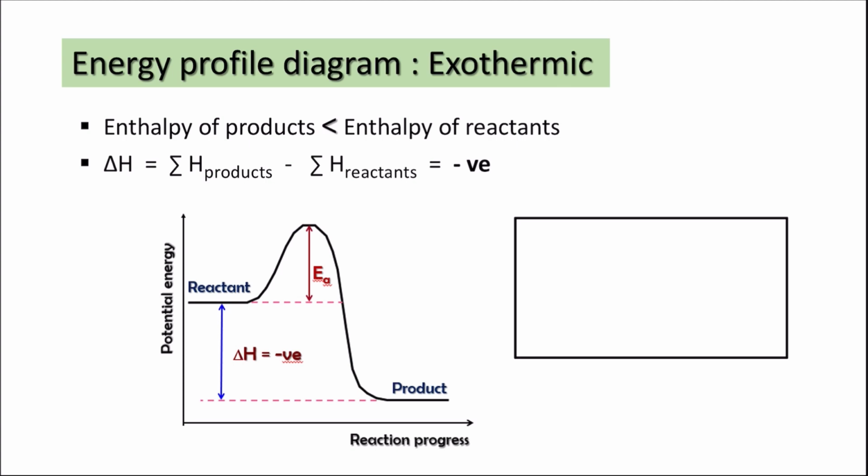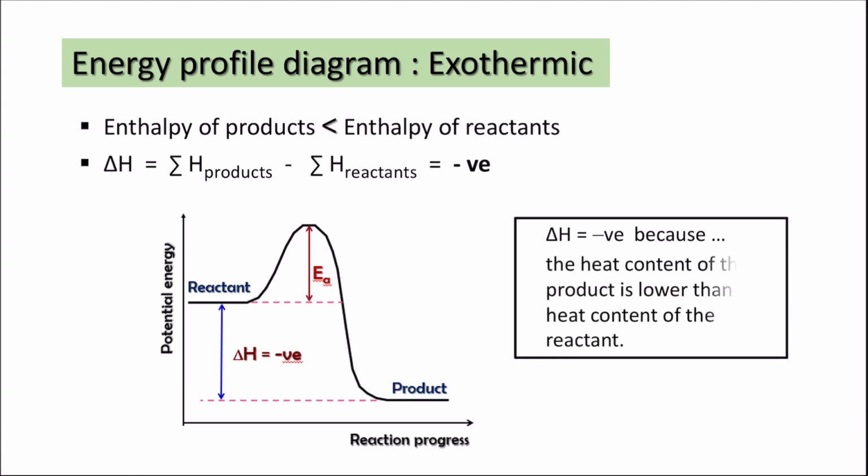And then for delta H dalam case ini, delta H is negative because the heat content of the product is lower than the heat content of the reactant. Contoh nilai yang kecil ini 2 minus 3, sebab tu awak akan dapat negatif 1. So sebab tu value delta H awak akan dapat negative value.